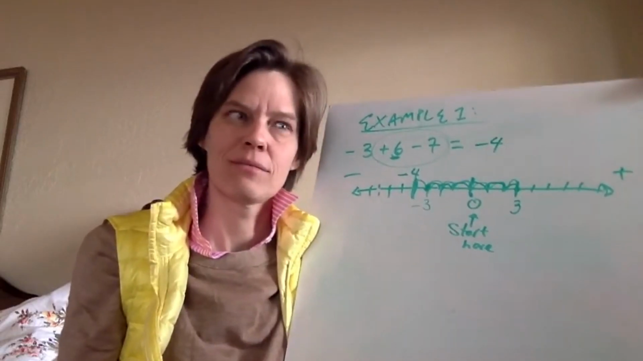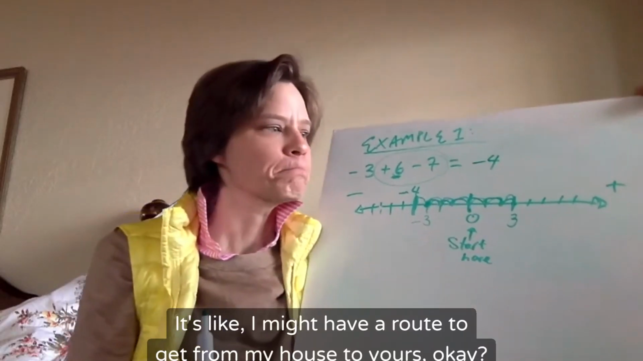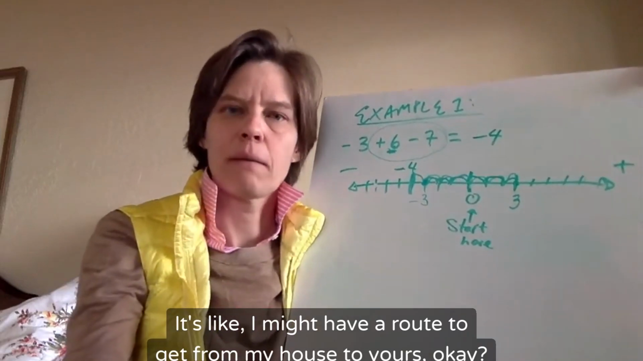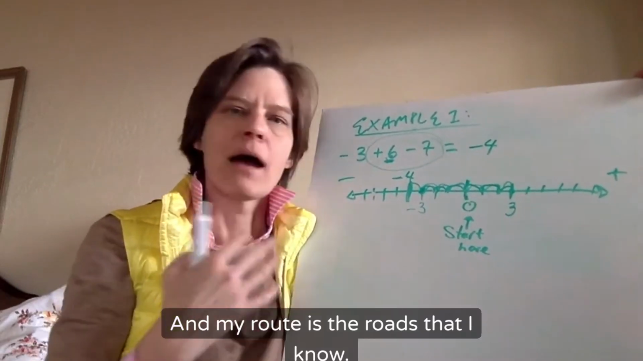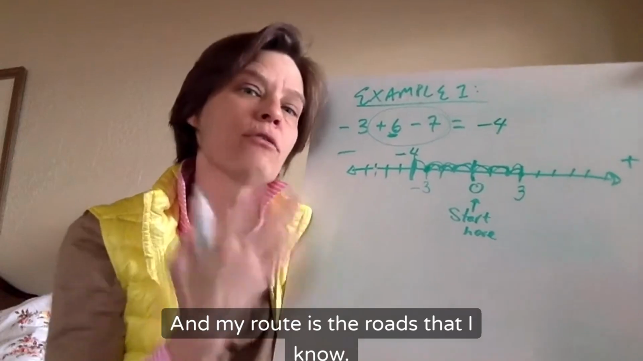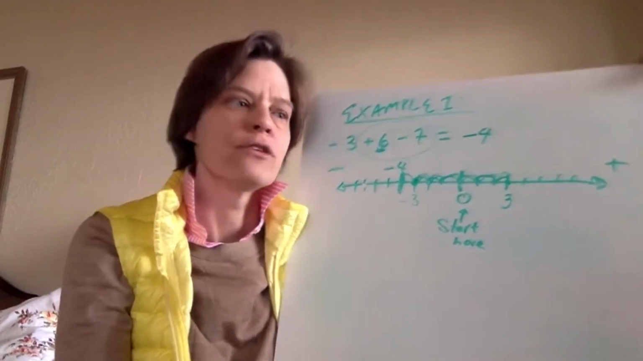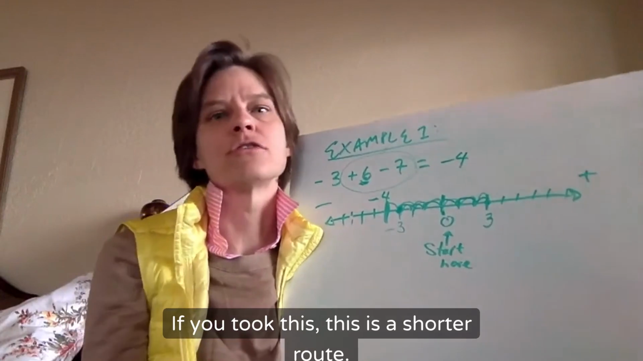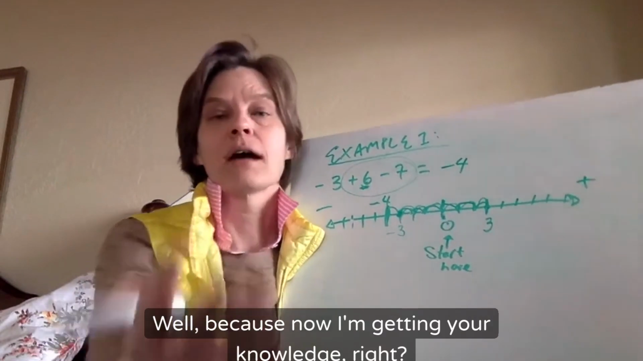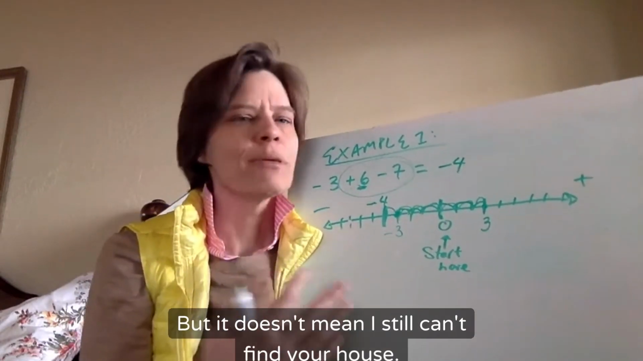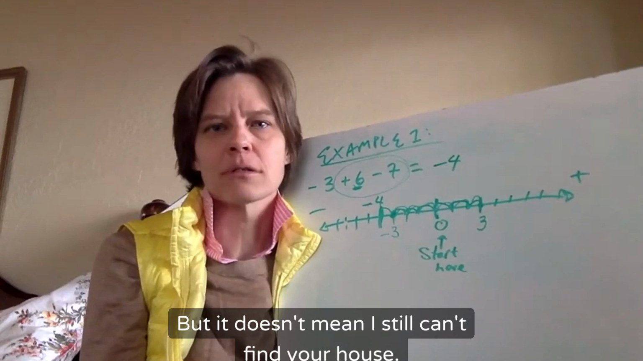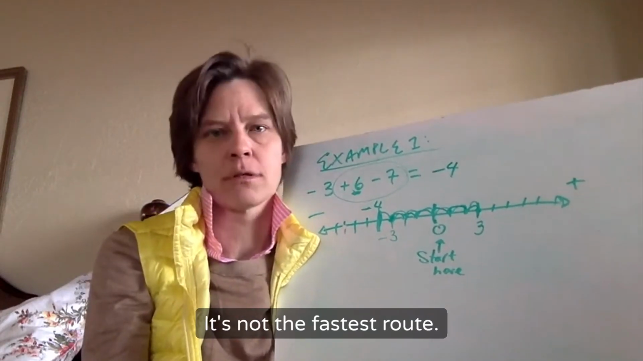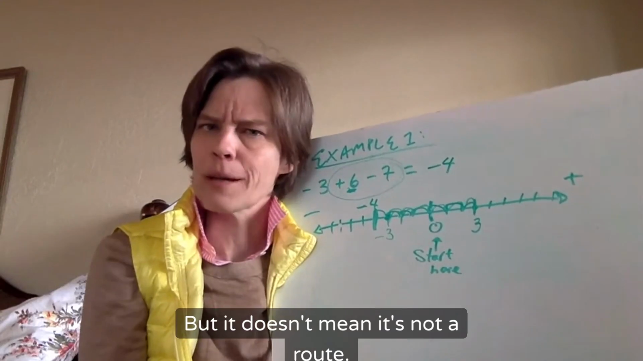Always. It's like, I might have a route to get from my house to yours. Okay? And my route is the roads that I know. You might tell me, oh, you took that road? Oh, you know what? If you took this, it's a shorter route. Well, because now I'm getting your knowledge, right? But it doesn't mean I still can't find your house. I can find your house. It just takes me a little longer. It's not the fastest route. But it doesn't mean it's not a route.